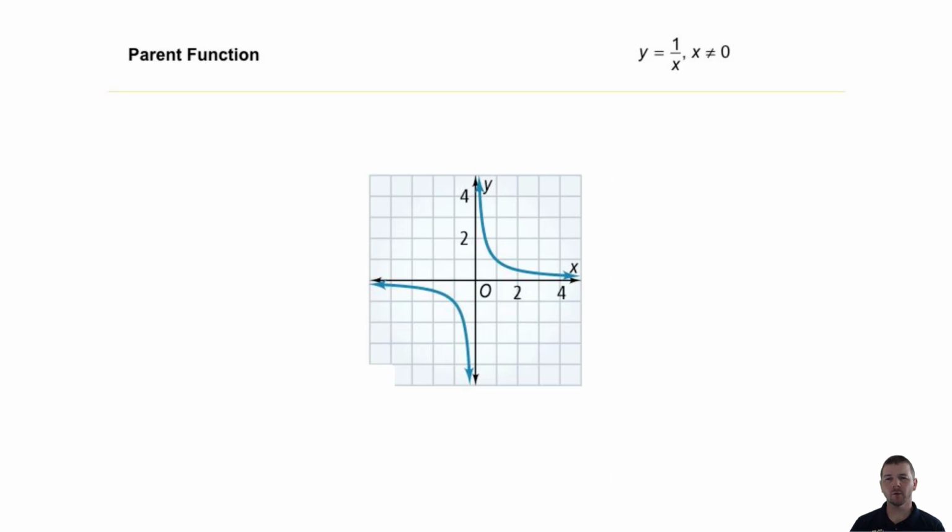First, the parent function, y equals 1 over x, where x does not equal 0, graphed here. A horizontal asymptote on the x-axis, or the line y equals 0, and a vertical asymptote, the y-axis, or the line x equals 0.